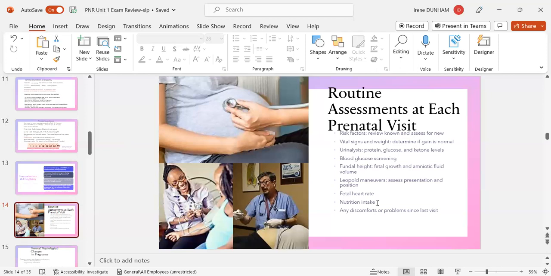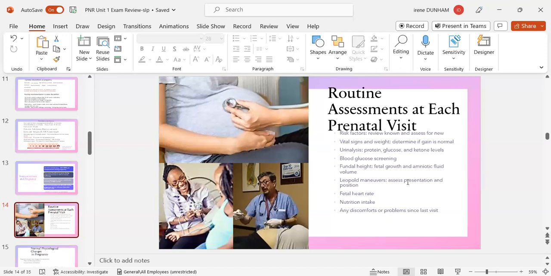Urine. Okay, urine is correct. Vital signs. Yes. The blood glucose. Would you do that? No, this question is asking about assessments made at each prenatal visit. Oh, the fundal height and fetal heart rate. Yeah.